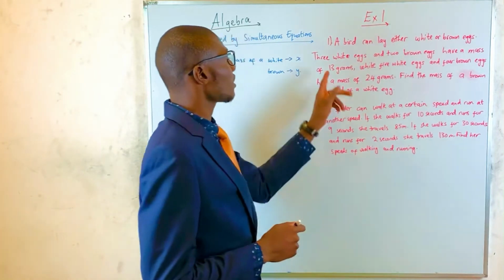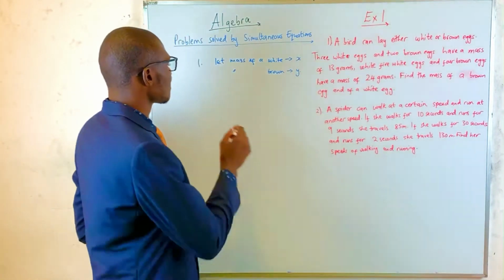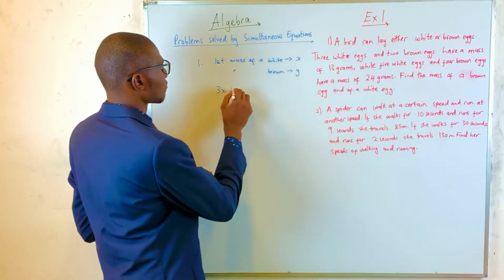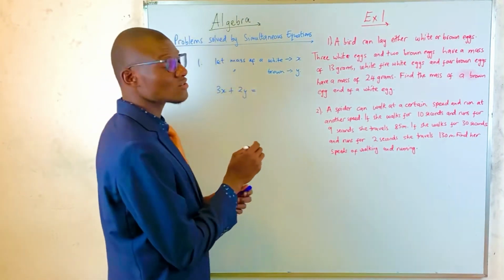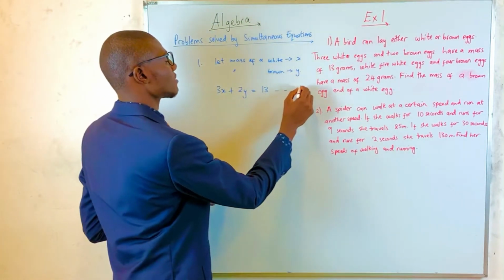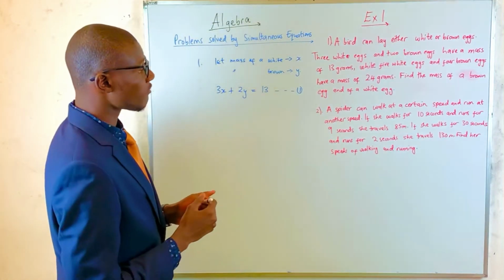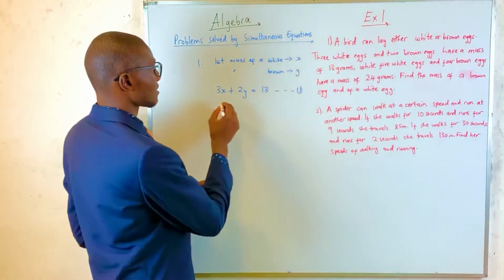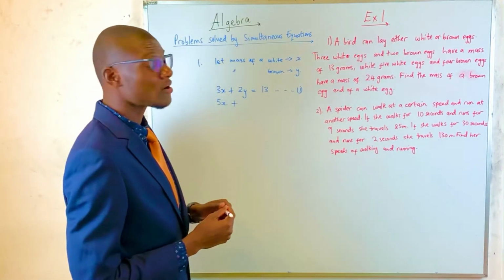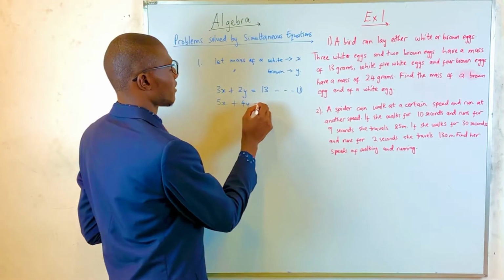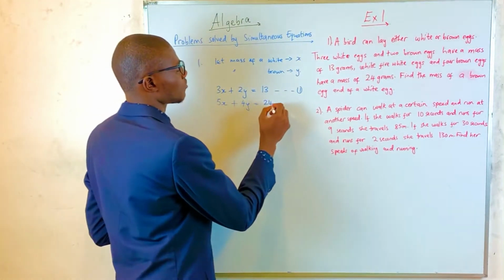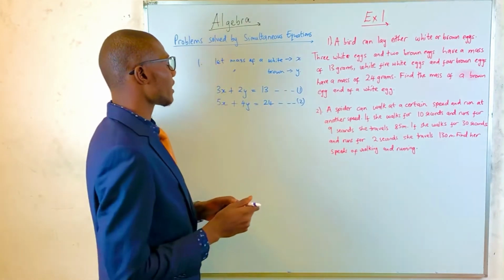Such that 3 white eggs is 3x, and 2 brown eggs plus 2y have a mass of 13 grams, so this should be equal to 13. We can label this equation 1. Then 5 white eggs, 5x, plus 4 brown eggs, 4y, have a mass of 24 grams, so it's equal to 24. We label that equation 2.